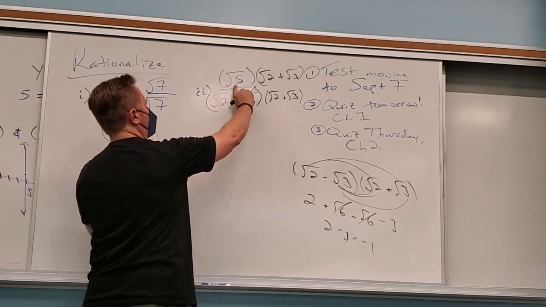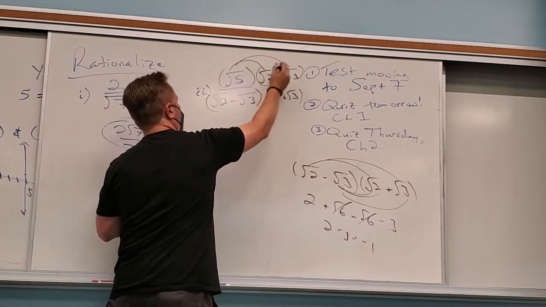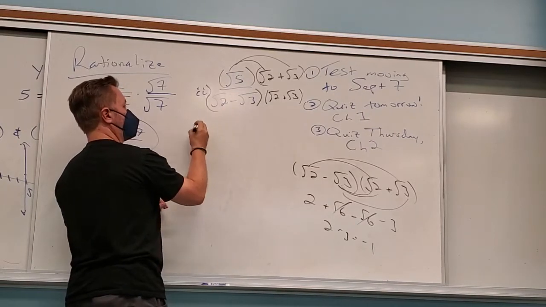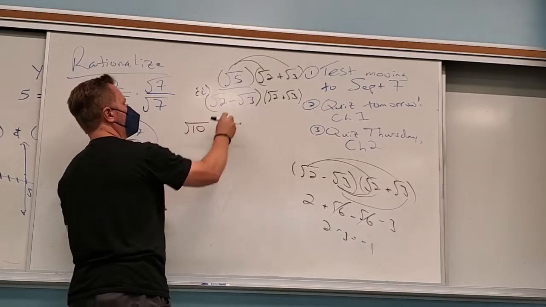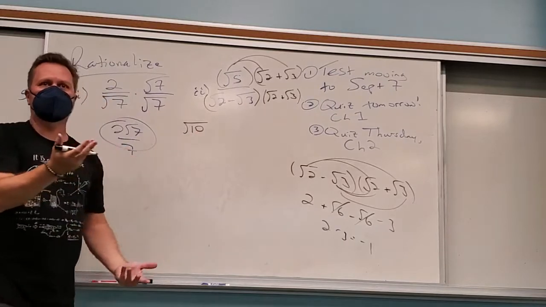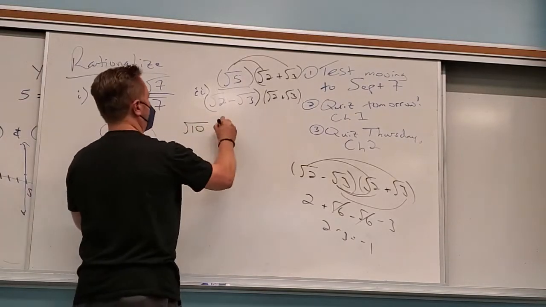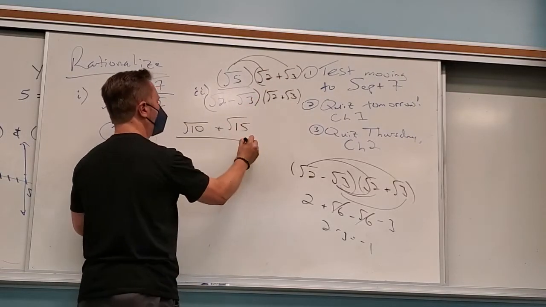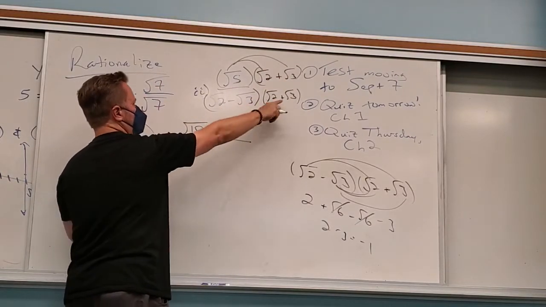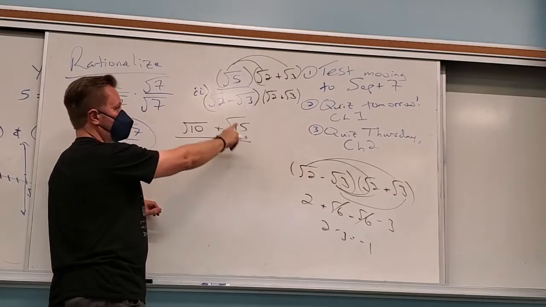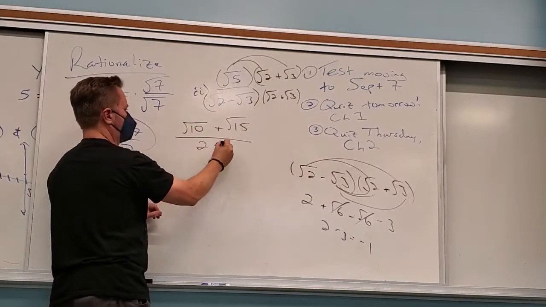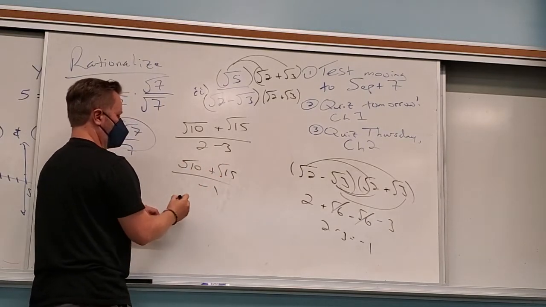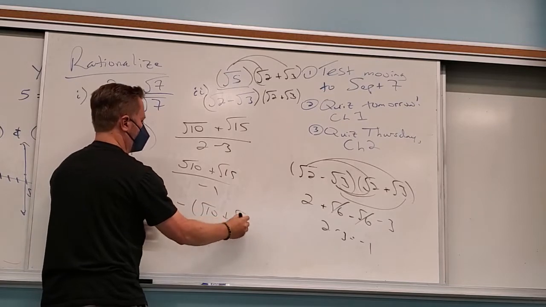So what do you get up top? Rad 5 times rad 2 is rad 10. So half of 5 times half of 2 is half of 10. Does that make sense? Plus the square root of 15 over, and then we just do this 2 minus 3. We just did this one, right? That's 2 minus 3. So you get rad 10 plus rad 15 over negative 1, which you can write as negative rad 10 plus rad 15 or whatever.